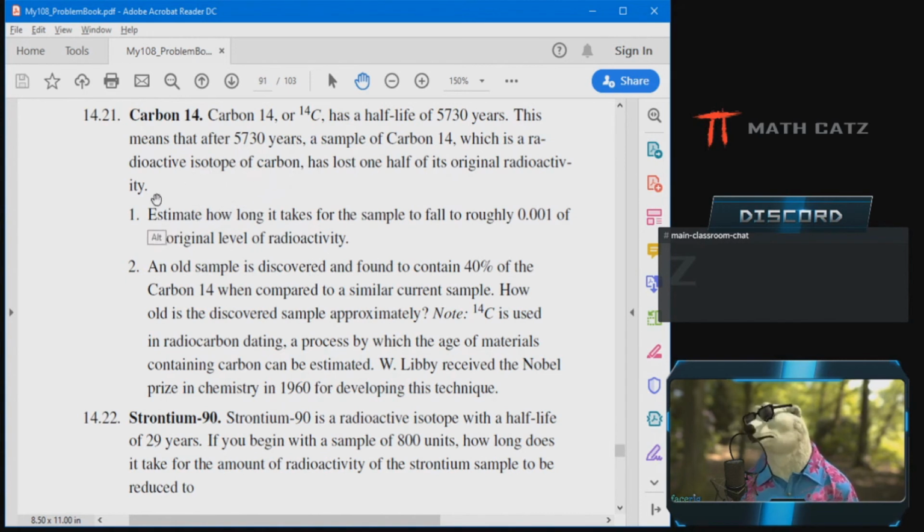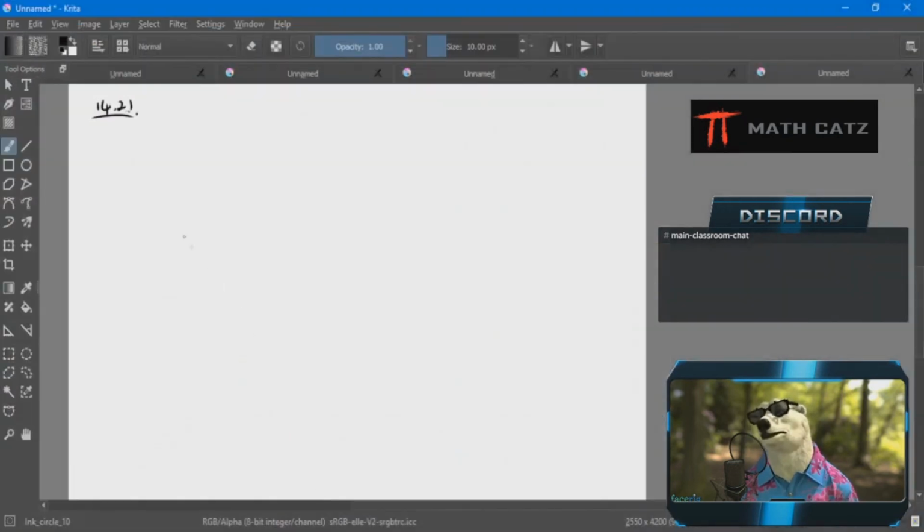So it's very stable. Estimate how long it takes for the sample to fall to roughly 0.001 of its original level of radioactivity. So now, by giving me the half-life, in order for me to answer this question, I'm just going to do it short so we don't run out of time.